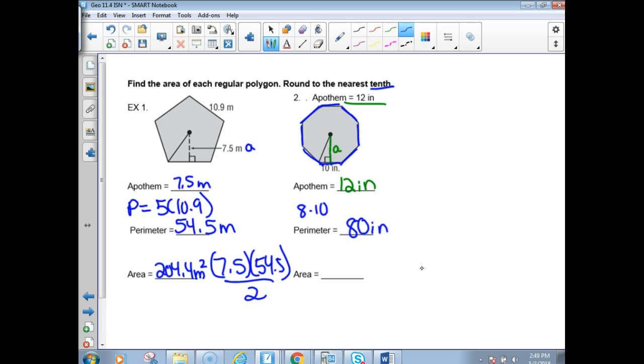All right, then we do the area. We take the apothem 12 times the perimeter 80 and divide by 2. That's 480 square inches.